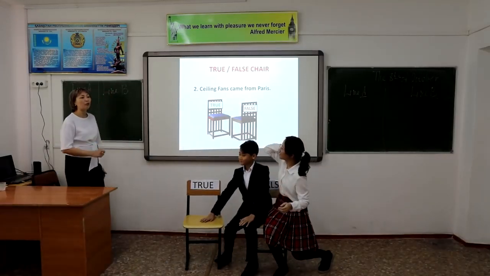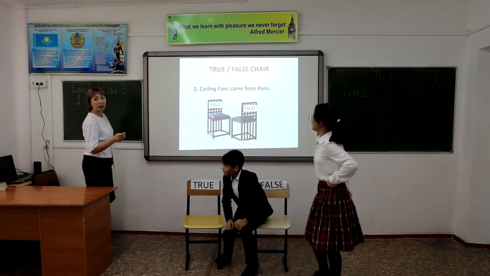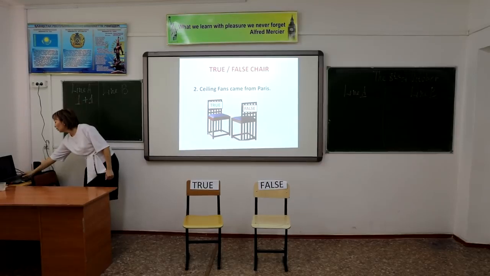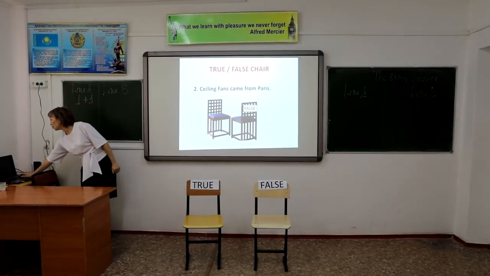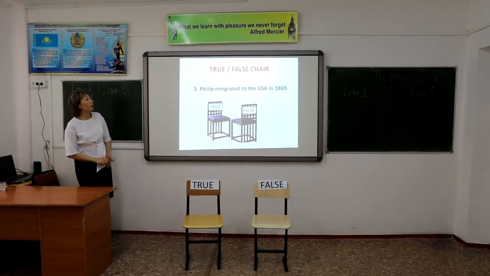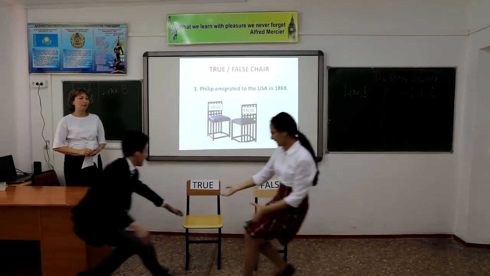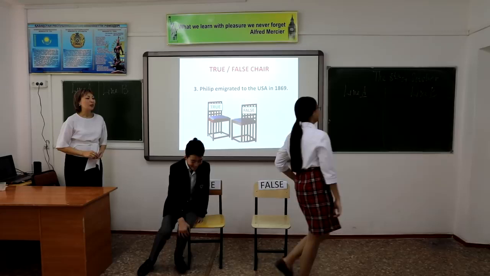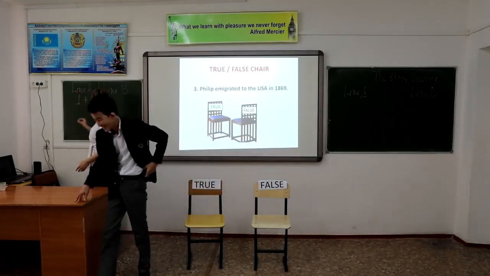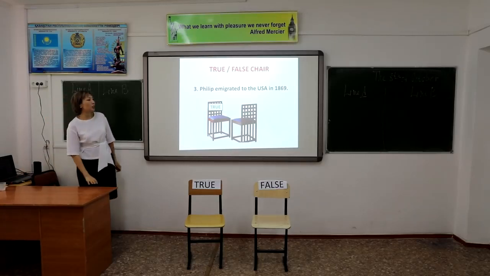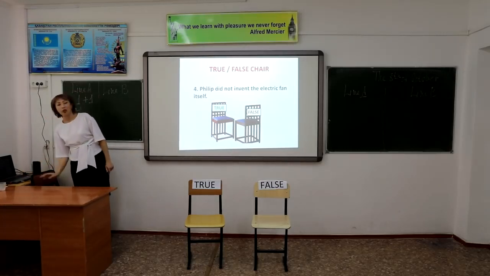Okay, Yernur was the first one. And the line A also 1 point. Next question. Yes, it is false. Philip emigrated to the USA in 1869. Now, please, thank you, sit down. 1 more point. Now let us check. Yes, it is true.